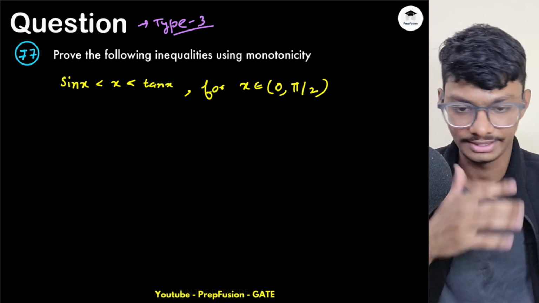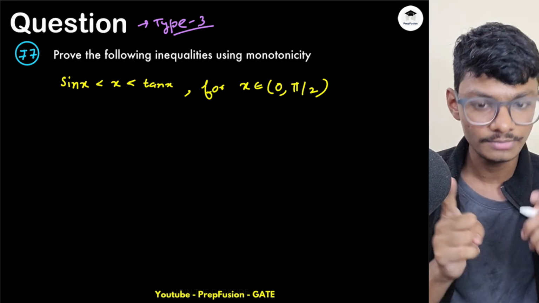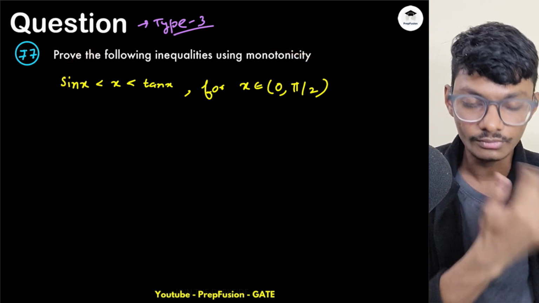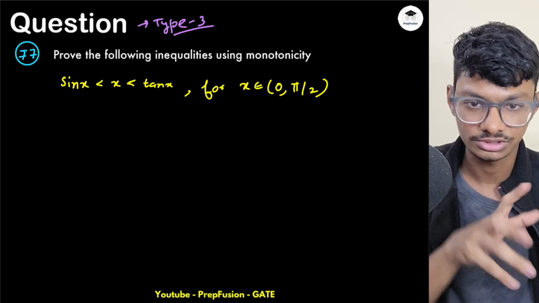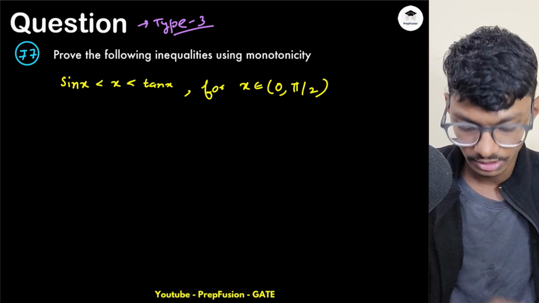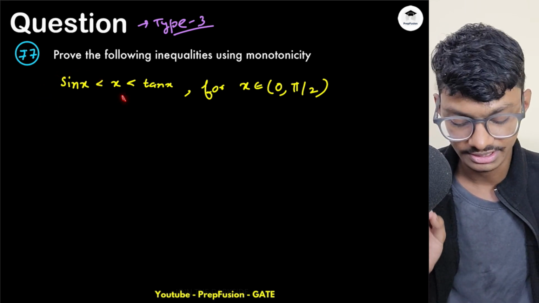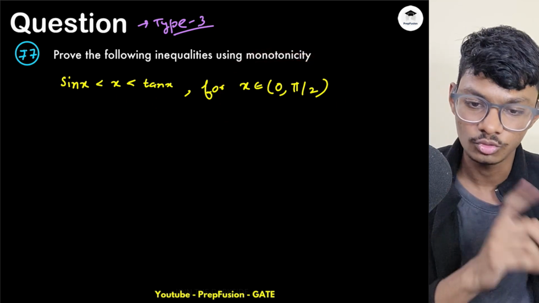You have to prove it, but obviously you might ask, sir, how can a proof come in an examination? Proof won't come, but this method that we will use will help you in some other type of question they will ask you. Here they are asking us to prove that sin x will always be less than x and tan x will always be greater than x for x belonging to 0 to pi by 2.